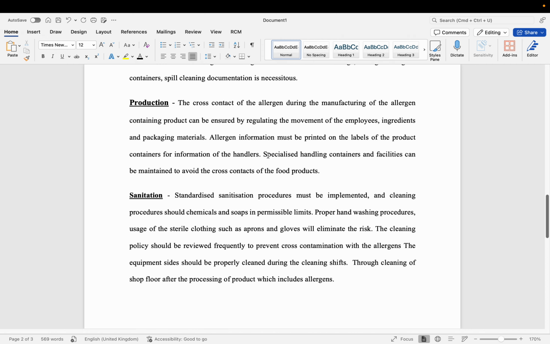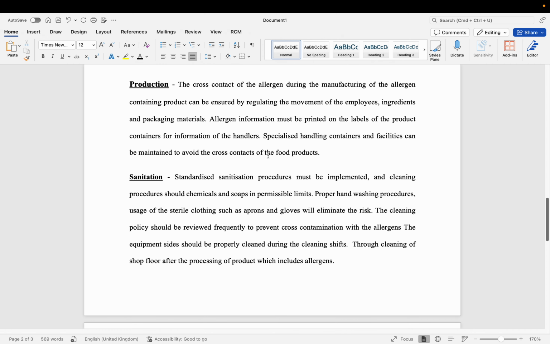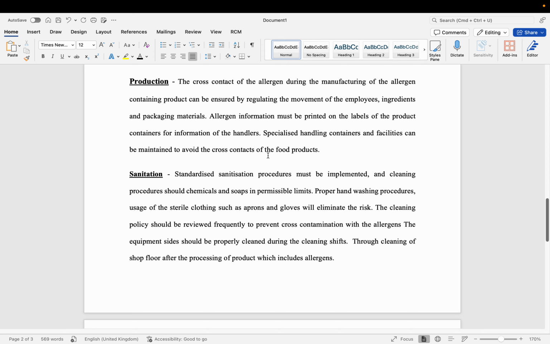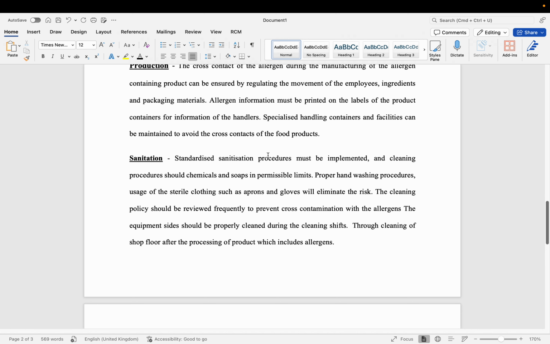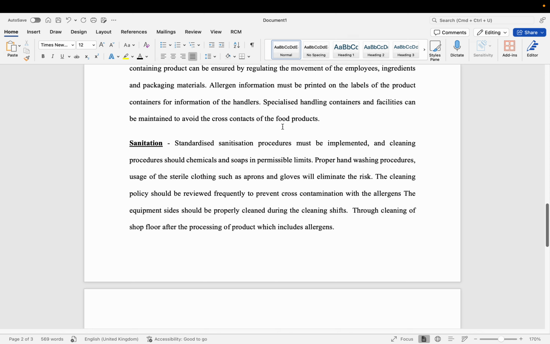That's necessary. Coming to production, the cross-contact of allergens during manufacturing is very common in the food industries, and employees have to be regularly briefed on allergen awareness. The ingredients and the packaging materials have to be labeled and segregated properly. Allergen information must be printed on the labels of the product containers for the information of the handlers. Specialized handling containers and facilities can be maintained to avoid cross-contamination of the product.